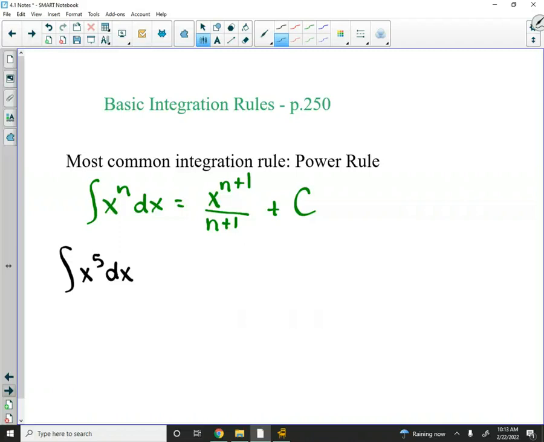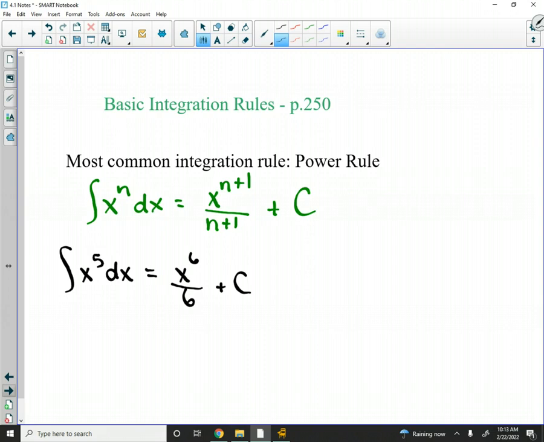Okay, so our power is 5. When we go to antiderive or integrate, we add 1 to the power. So that's going to be x to the 6th. Divide by that new power, plus c. And that's our antiderivative. That's our integral. Now, the stage that we're at right now, these are kind of easy to check. If you derive this, you should get back here.